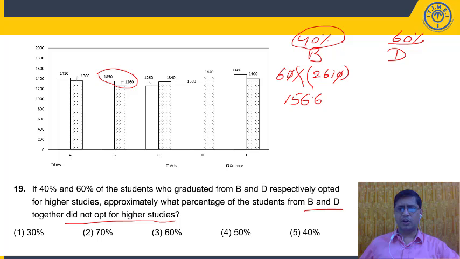D here, 60% opted means the remaining 40% did not opt. So 40% of the total number. What is the total number? 1300 plus 1400, it is 2700. So 40% means 2740.